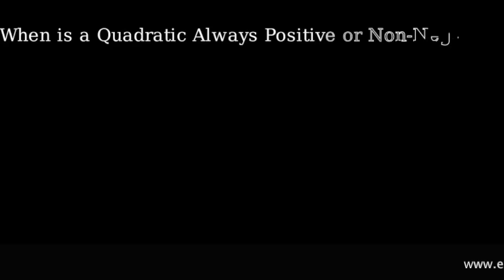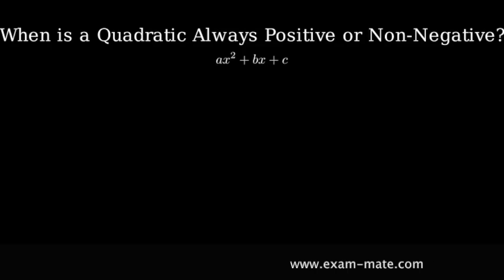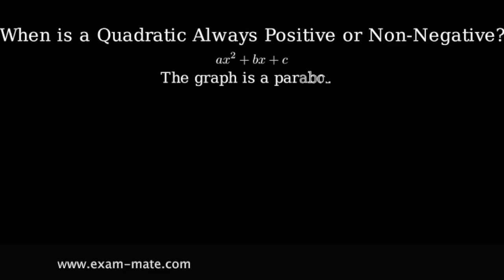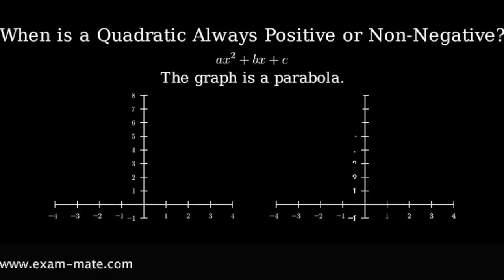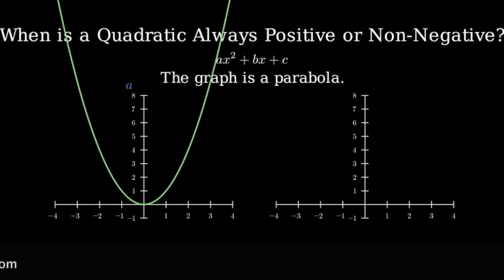Today, we'll explore when a quadratic expression is always positive or always greater than or equal to 0. Let's consider the general form of a quadratic, ax squared plus bx plus c. The graph of a quadratic is a parabola. The sign of the leading coefficient determines if the parabola opens upwards or downwards. If a is positive, the parabola opens upwards, like a smile. If a is negative, it opens downwards like a frown.